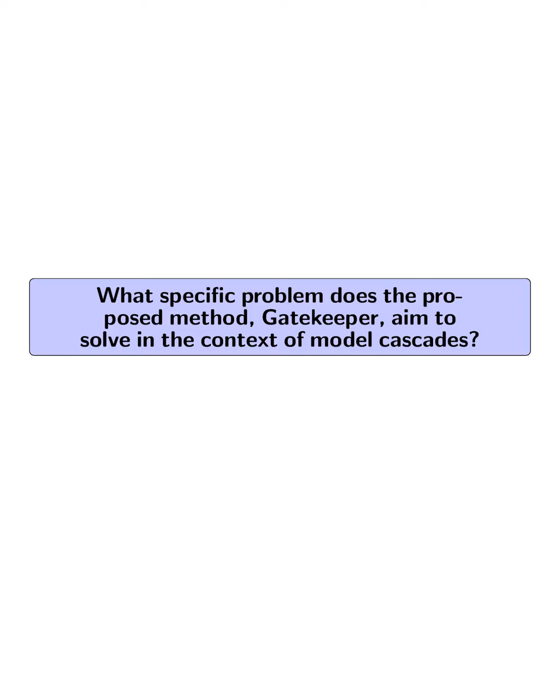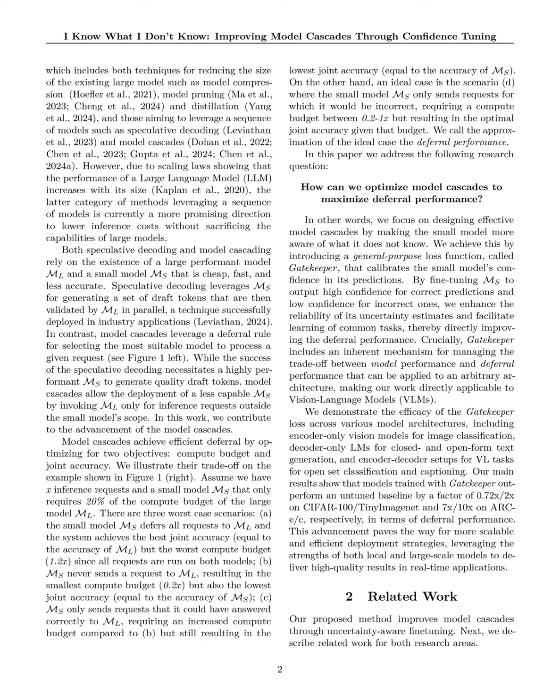What specific problem does the proposed method, Gatekeeper, aim to solve in the context of model cascades? The proposed method, Gatekeeper, aims to solve the problem of optimizing deferral performance in model cascades by enhancing the small model's ability to distinguish between correct and incorrect predictions.